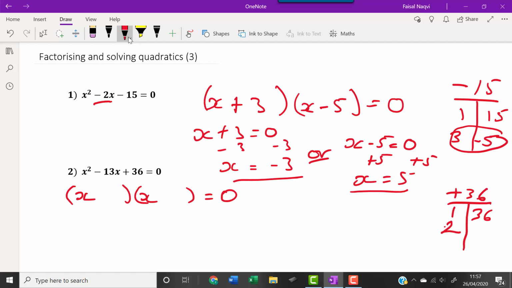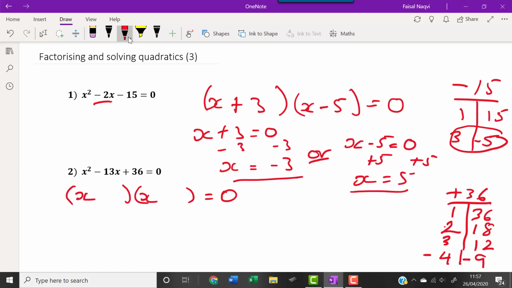Let's try 2 and 18. 2 times 18 gives me 36, but again I can't add or take away to get minus 13. 3 and 12. 3 times 12 gives me 36. Again, I still can't add or take those away to get minus 13. 4 times 9. 4 times 9 gives me 36. And oh look, if I have a minus 4 and a minus 9, that will give me minus 13.